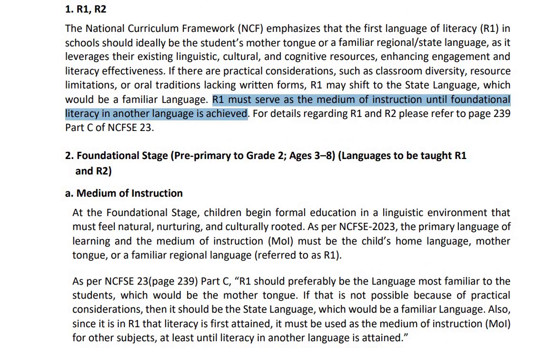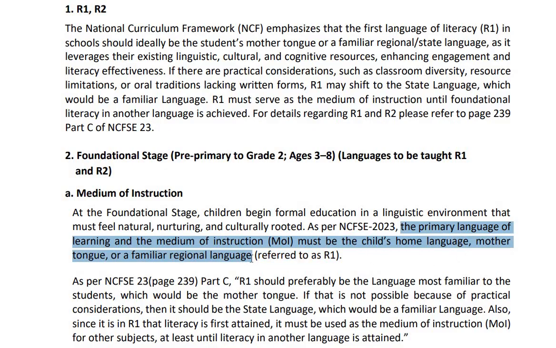Now let's see the instructions for the foundational stage. Languages to be taught, R1 and R2. Medium of instruction. At the foundational stage, children begin formal education in a linguistic environment that must feel natural, nurturing, and culturally rooted. As per NCF 2023, the primary language of the learning and the medium of instruction must be the child's home language, mother tongue, or a familiar regional language, which will be referred to as R1.